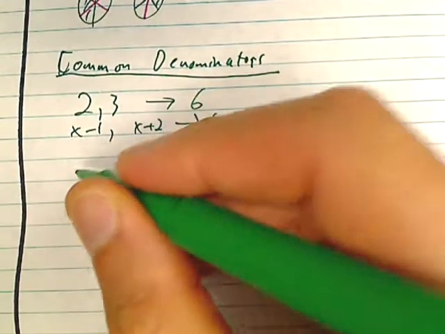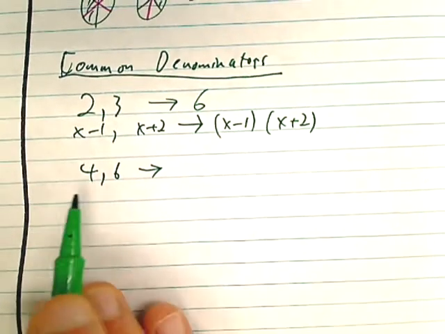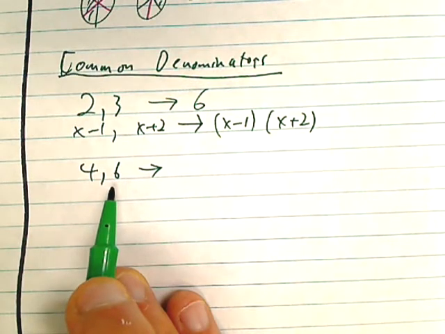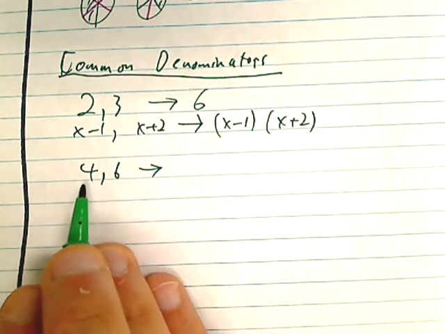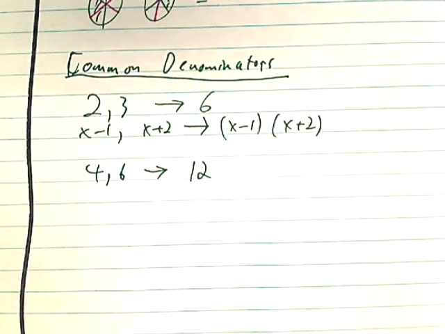Let's look at another pair of numbers, 4 and 6. Well, this is a case where you could multiply them and get 24, but that's not the best one. Because 2 goes into both of them, the best common denominator is 12. Now, you could use 24, but it'd be more work.